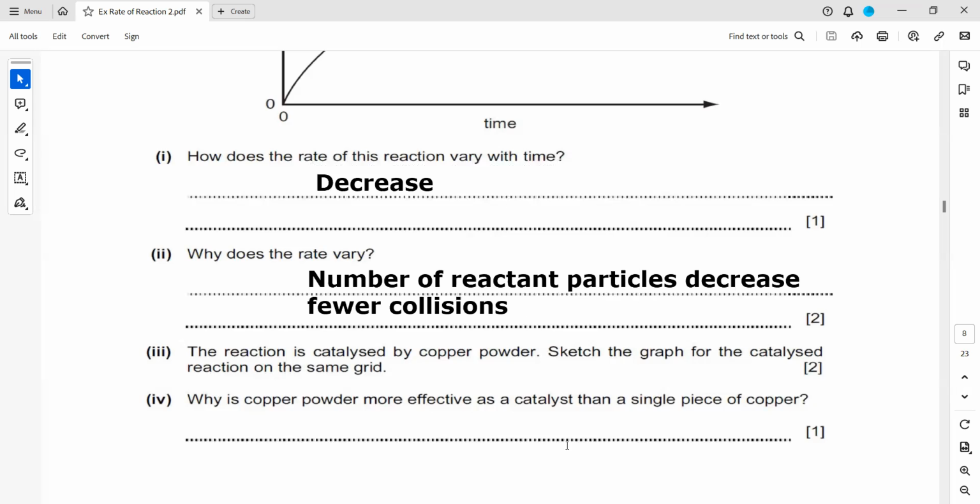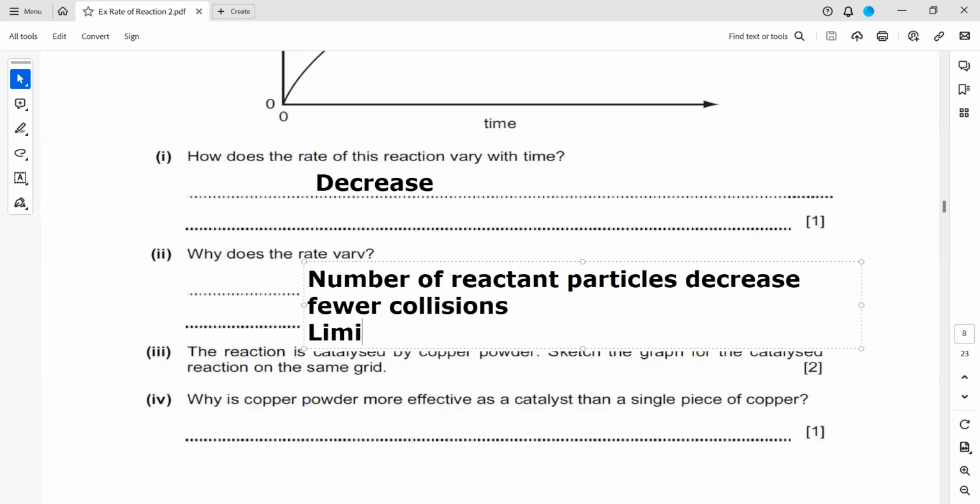Okay. So the distribution of the marks: the first part, decrease, is 1 mark. Then the second is that the number of effective collisions decreases, or fewer collisions. And eventually the reaction stops, which means the limiting reagent is used up. The reaction always stops when the limiting reagent is used up.